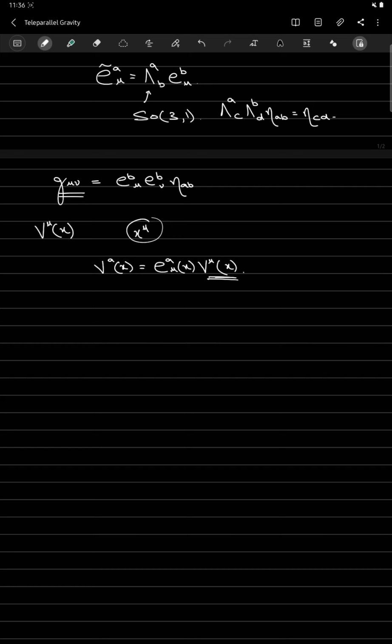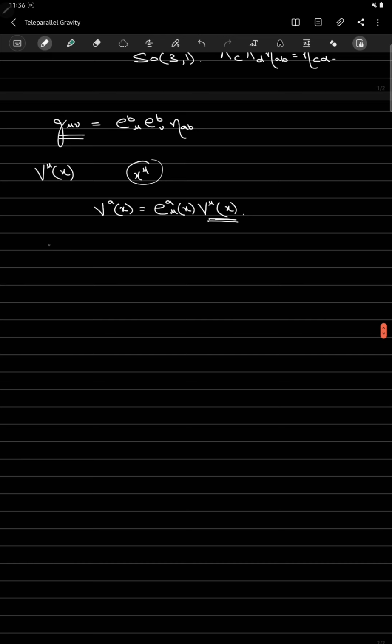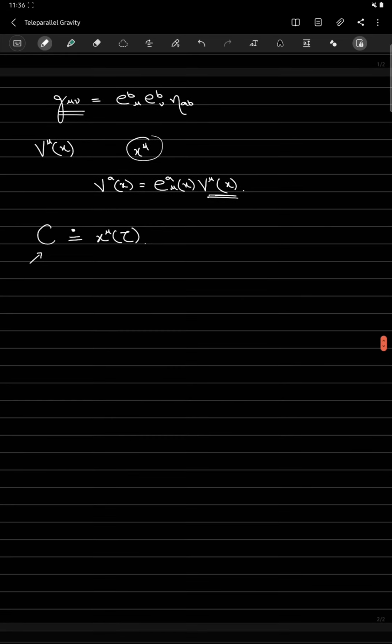Now say that you're given a world line, let's call that world line C. This world line C is for an observer, and it is represented by x mu of tau, where again tau is the proper time of the observer. Then you can easily get the velocity of the observer along this world line C, given by u mu of tau equals the proper time derivative of x mu, which is dx mu over d tau.